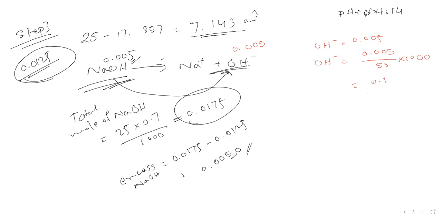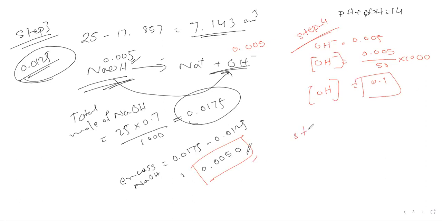So this is actually our step 4. Step 3 was to find the mole for excess NaOH. This is step 4, which is to find the concentration for OH minus. So we found the concentration for OH minus. Now step 5 is to calculate the pH.